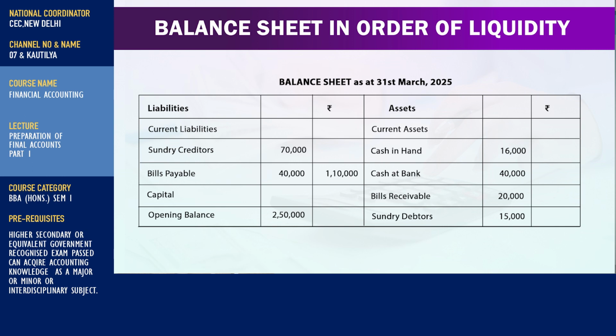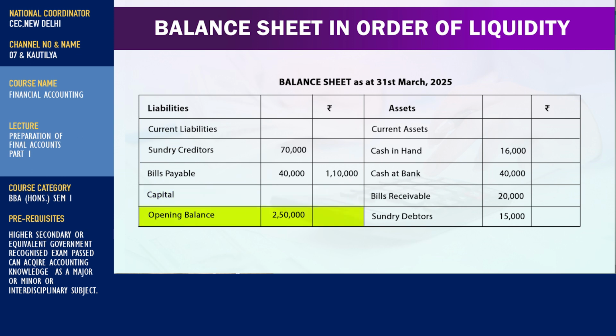Now, we will see balance sheet in order of liquidity. We will deal with the liability side. The first item we will see is current liabilities, and current liabilities are the most liquid liability. The first item of current liabilities is sundry creditors of rupees 70,000, bills payable 40,000. So, total current liabilities are rupees 1,10,000. Then after, we do not have long term liability, so we have not disclosed it. Then we will have our capital.